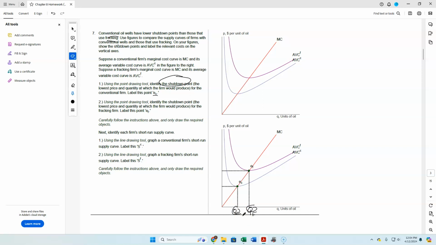Which would then mean, in terms of the supply function, if this were a fracking firm, it would be the marginal cost function above the average variable cost, and this would be if they're fracking. And then if this firm were instead a conventional firm, the supply function would instead look like this, because it could be any quantity above the average variable cost.